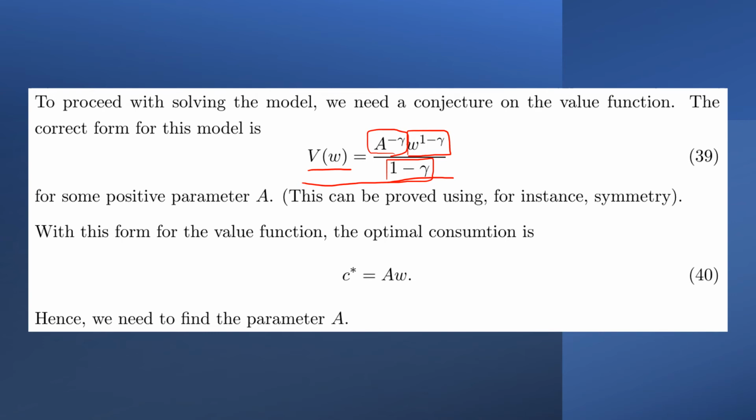Using this form for the value function, the optimal consumption C star, which we derived previously, simplifies to this expression. It's simply the parameter A times wealth. So all we have to do to find the optimal path is to find the parameter A.